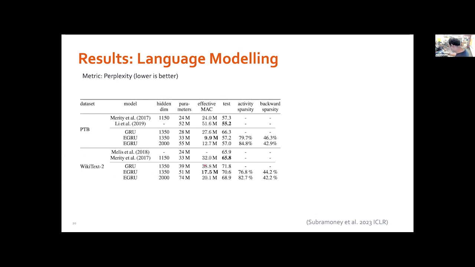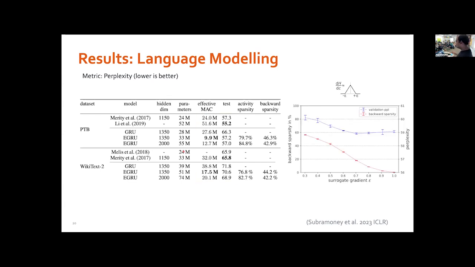So just to look at this a little bit more closely: in Wikitext 2, for example, the effective multiply-accumulate operations were about 17 million compared to about 32 million for the LSTM models, with almost the same level of perplexity. With a slightly larger model, we get much closer perplexity, with very high levels of activity sparsity and backward sparsity as well.